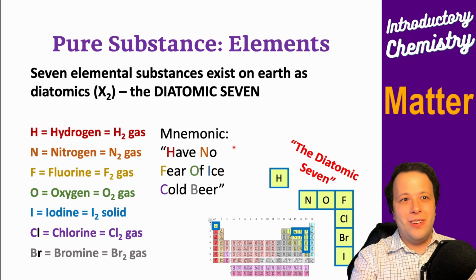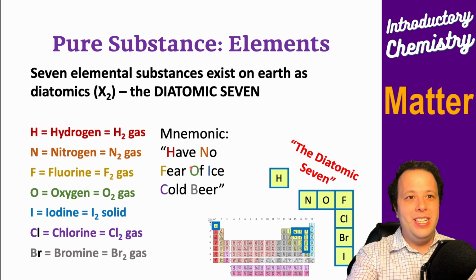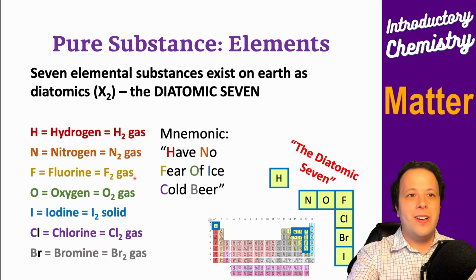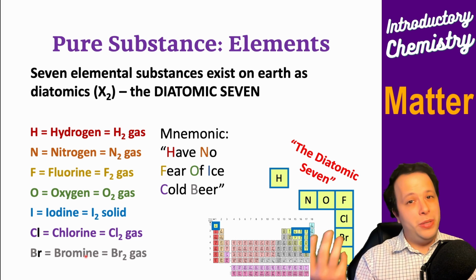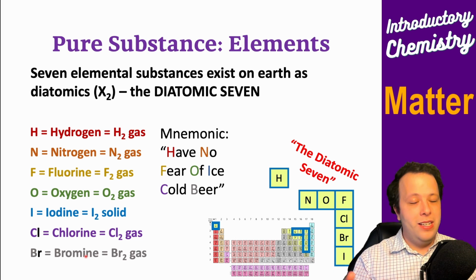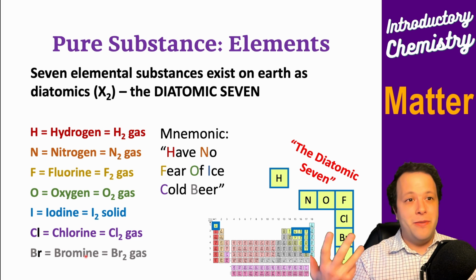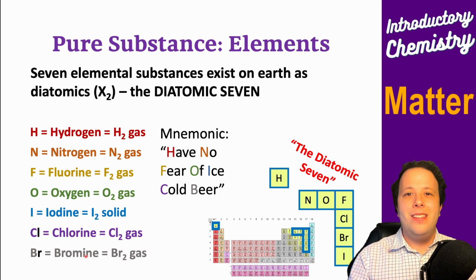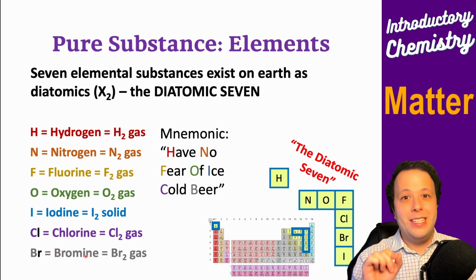So if you remember that, the first letter of each of these words represents one of these elements that are over here, and I color coded them to help match. If you remember "have no fear of ice cold beer," you will never forget your 7 diatomics. So H for have, that'd be hydrogen, and N would be nitrogen, and so on. This will be very helpful for you. You need to memorize them for future courses.